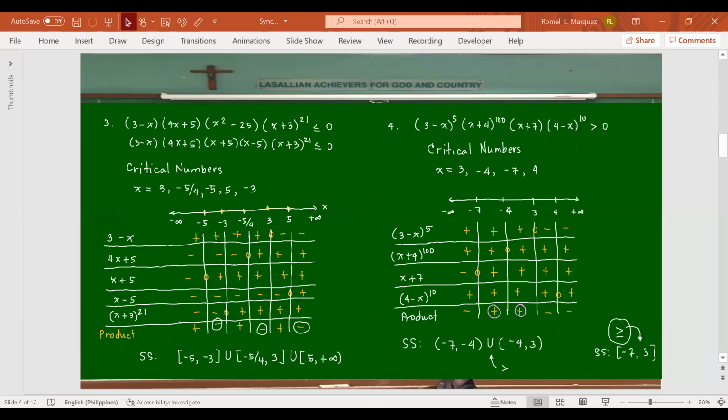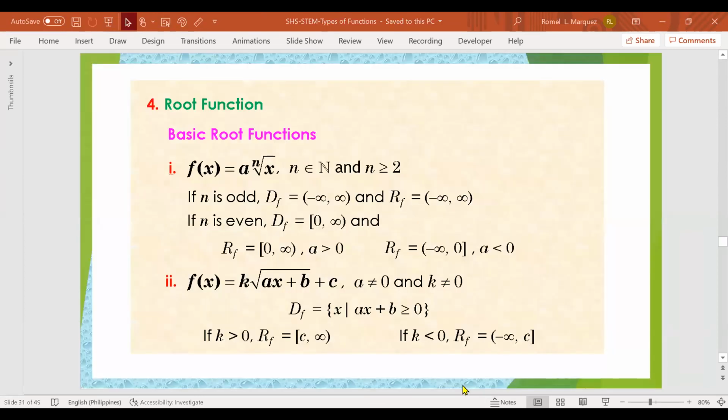Okay, now let's move to another topic. I will be sharing this to you. What about this one? Okay now, guys? Root functions. So we're going to study basic root functions. And these are parts of parabolas, square roots, part of a circle, part of a parabola, part of hyperbolas.